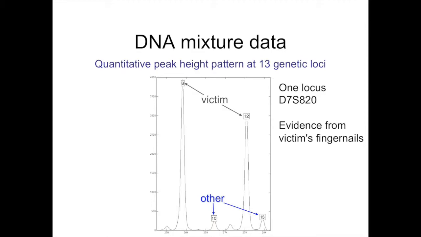This is one locus. It's called D7, on chromosome 7, and it's evidence from a murder victim's fingernails as he presumably reached out and scratched an assailant. And we'll be looking at this data for the next few minutes.